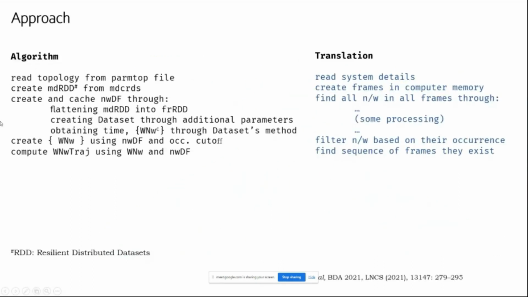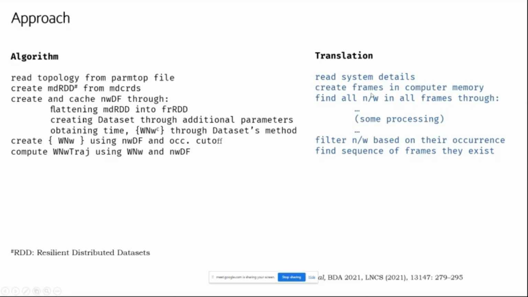So there is an algorithm here, and if you know big data and Spark, you can go through this, but I'm just going to translate what is being done here. First we read the system details, the number of atoms, the time, and so on.